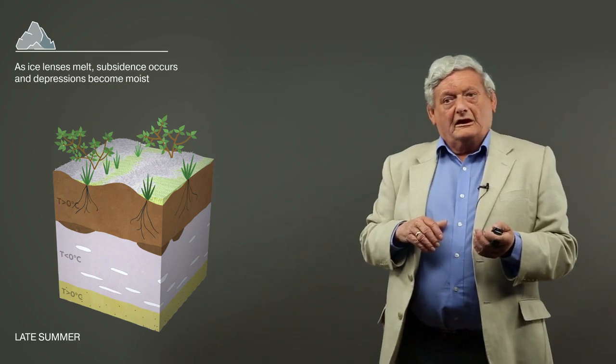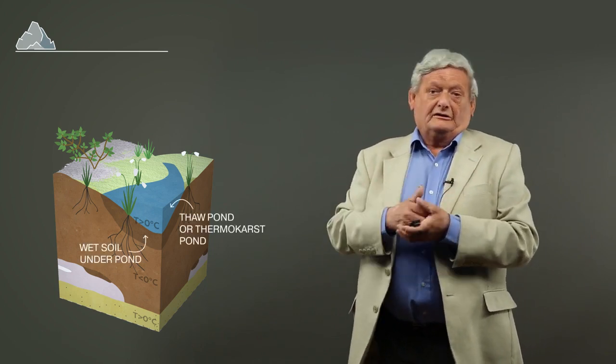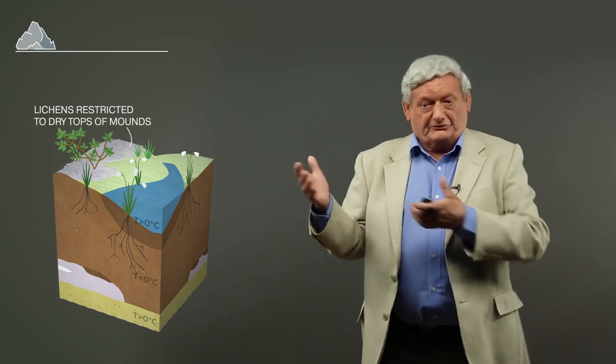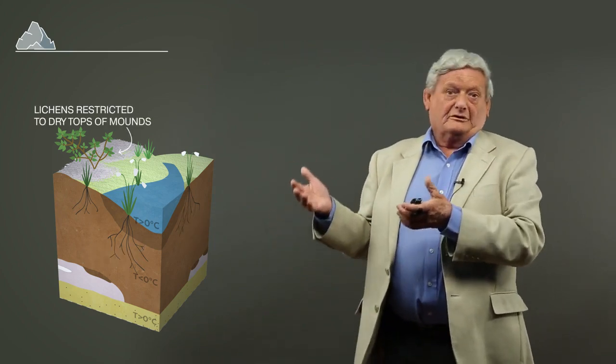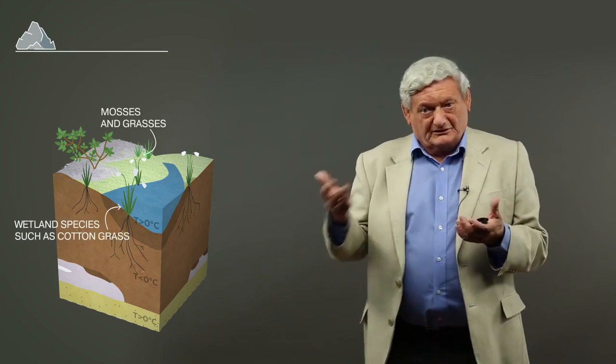And eventually we go to a situation where those depressions get much bigger, and water accumulates, and we have now a thermokarst pond, or a thaw pond. And also the vegetation is changing, because now we have open water, so we have sedges like the cotton grass. The shrubs are growing because it's a warmer climate.